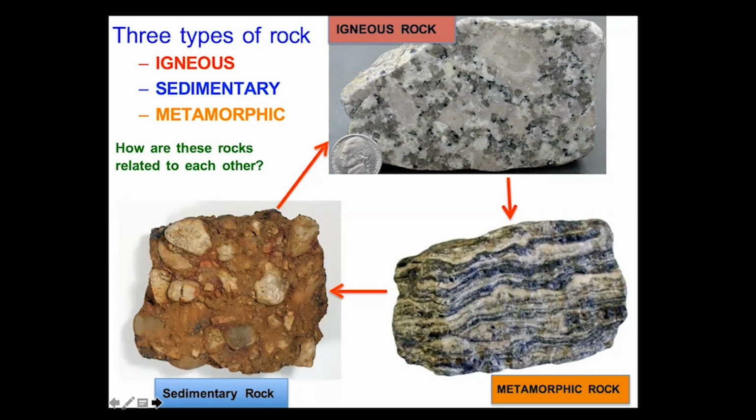Sedimentary rock, shown in the lower left corner, is formed from the breakdown of igneous rocks, breakdown of metamorphic rocks, or even breakdown of other sedimentary rocks. They're formed of grains and pebbles and everything that accumulates and then becomes lithified.